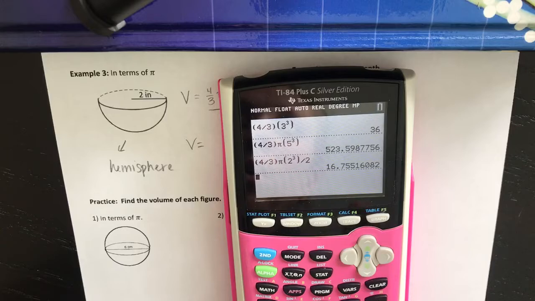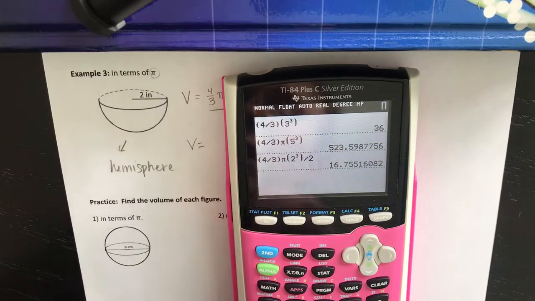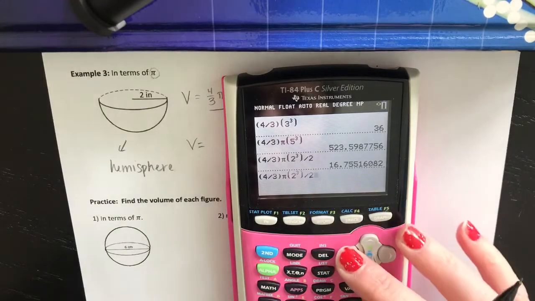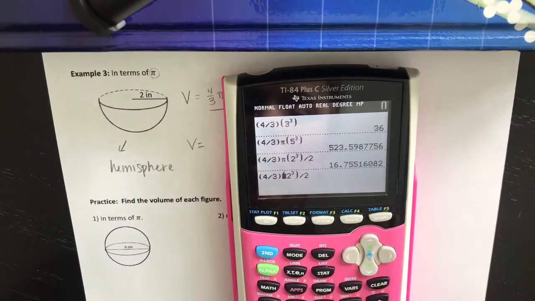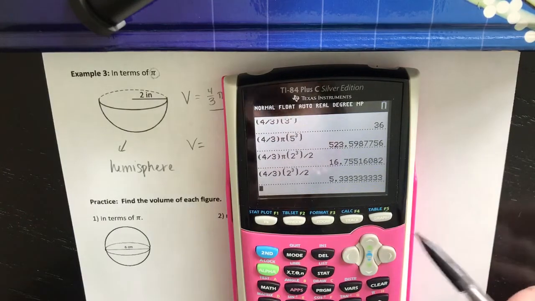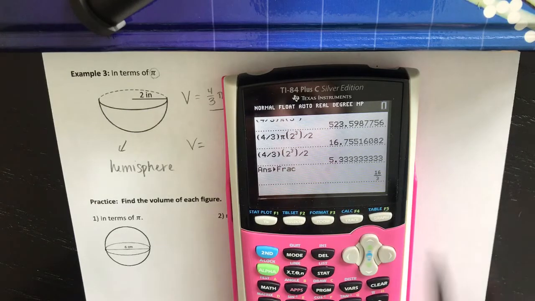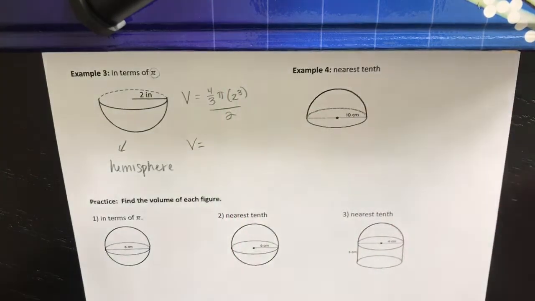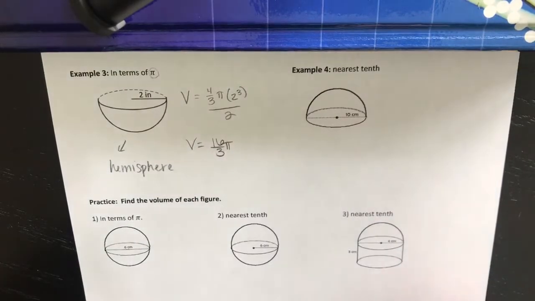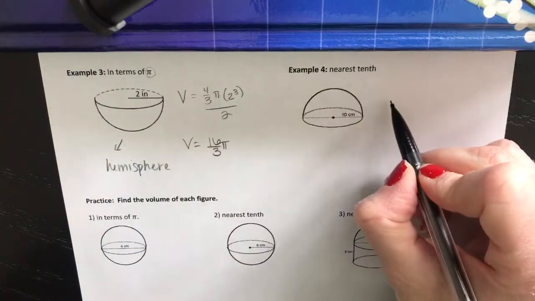Okay, so that's what it would be, except I didn't read the instructions properly. We're doing in terms of pi. So let's try this again. We're going to retype that whole thing in without the pi. So I'm going to delete that pi in there. We don't want that. Okay, I'm going to get 5.333, so I'm going to math, enter, enter, turn that back into a fraction. So I'm going to get 16/3. So basically we can write that as 16/3, and then we can just attach the pi on to the end of it.